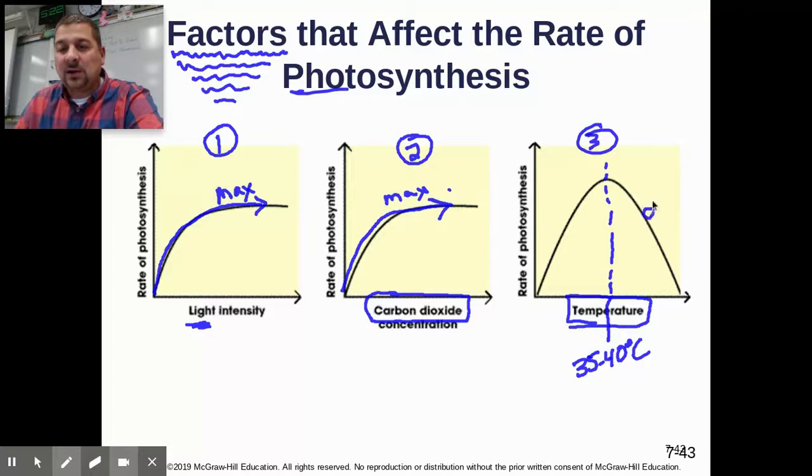You start to get too warm. This is where your denaturing of the enzyme comes in, and it's going to be less effective, and the rate of photosynthesis will die off. So in case you see these graphs again, I wanted to make sure that you are familiar with these three things and why they look a little bit different.